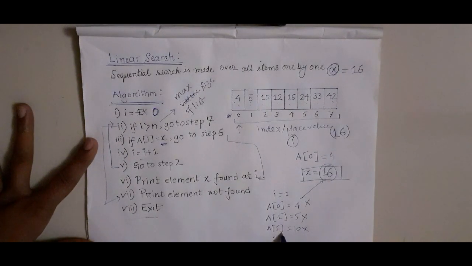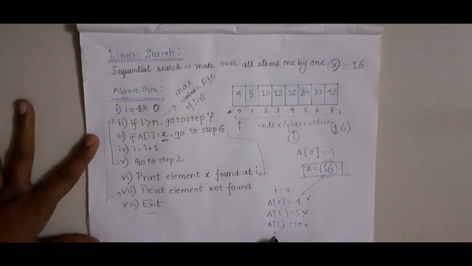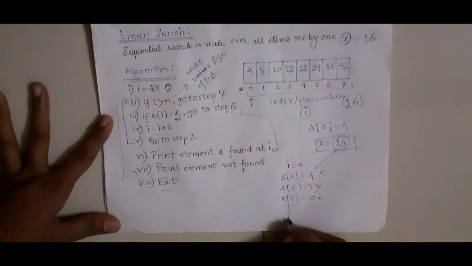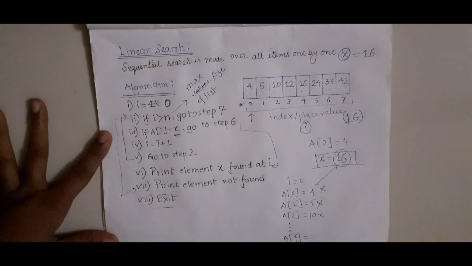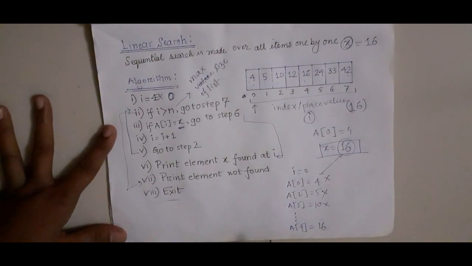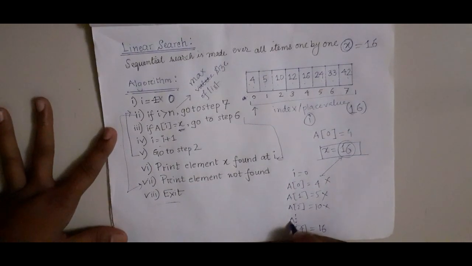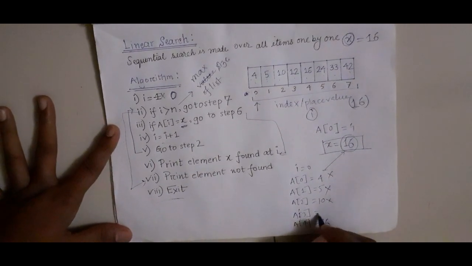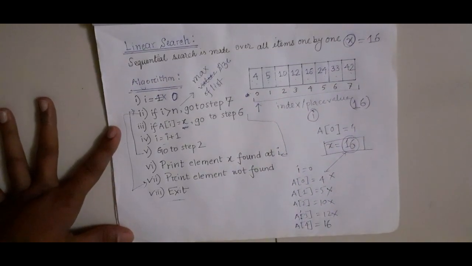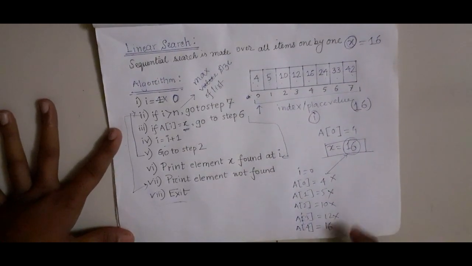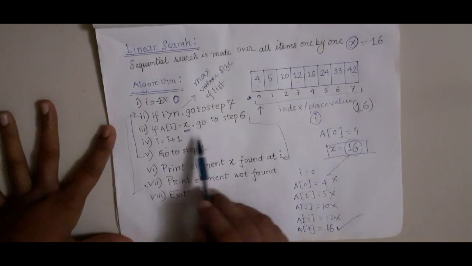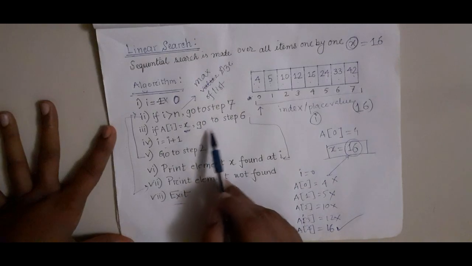A of 2, then it will become A of 3, and then it will become A of 4. At A of 3 we are actually having 12. Is it equal to 16? No. At A of 4 we have 16, right? It serves our purpose. Now we need to go to step 6.